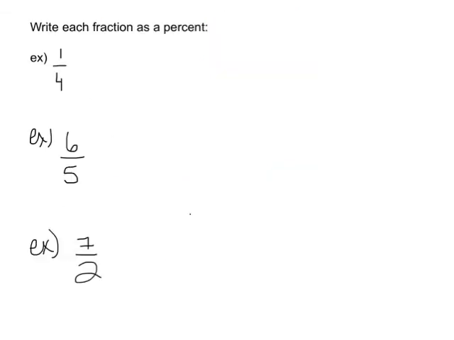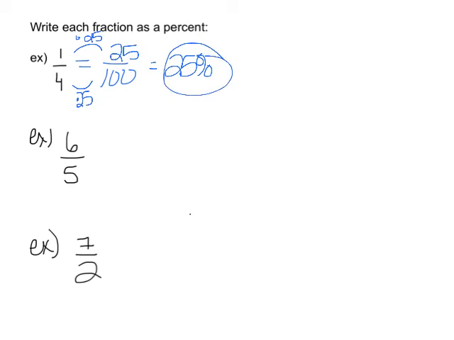For these examples, we're going to write each fraction as a percent. Since I'm always wanting to compare to 100, I can set up a proportion that will compare two quantities to 100. So if I have 4 times 25 equals 100, then I have to do 1 times 25, which will give me 25 over 100, which can then simplify to 25%, because percents are always over 100. So I'm just going to take that numerator and put a percent sign with it.